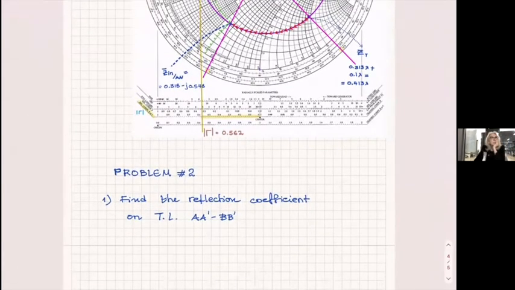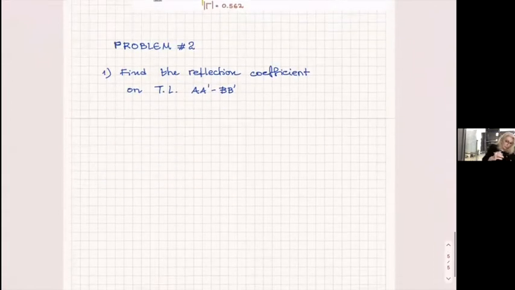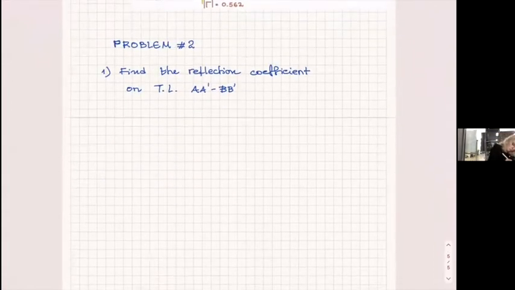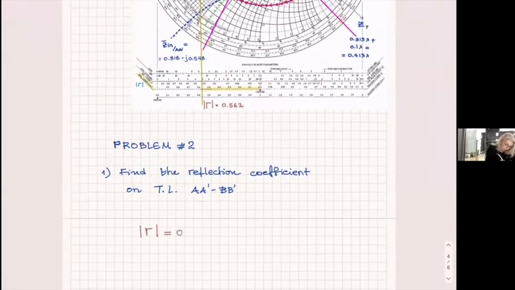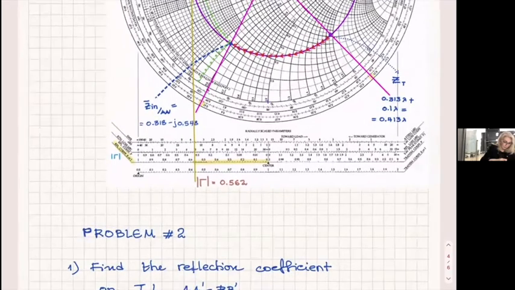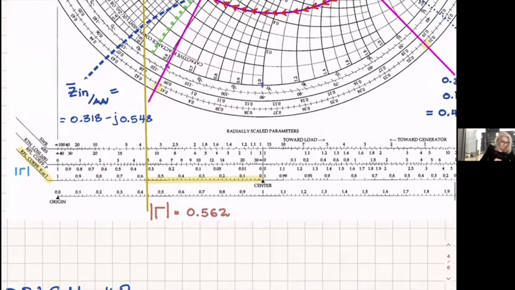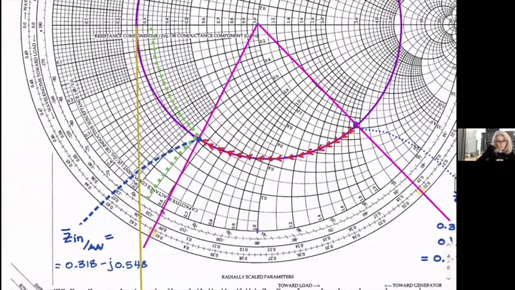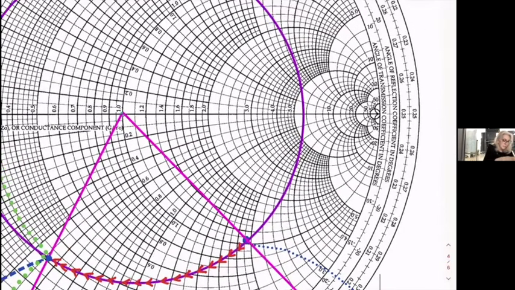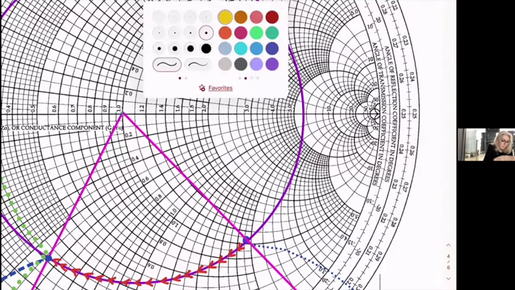Now, let's assume, well, before I go to that, when you have a transmission line, so I found the reflection coefficient magnitude, rather, it's 0.562. Now, let's see how we're going to find the phase of the reflection coefficient, all right? So how are we going to do that? The phase of the reflection coefficient, if you want to find it, you're gonna go here. You see this reading? Let me use this blue.